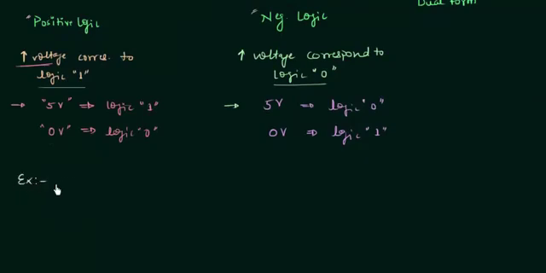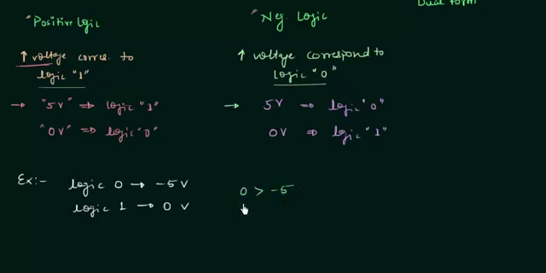So, example: in this example we have logic 0, and this logic 0 corresponds to minus 5 volt. Then we have logic 1, and this logic 1 corresponds to 0 volt. Then we have to find out what type of logic it is, positive logic or negative logic. So the first thing that we have to do is to find out the greater value, the voltage that is higher. If we compare the voltages 0 volt and minus 5 volt, then obviously 0 volt is greater than minus 5 volts.